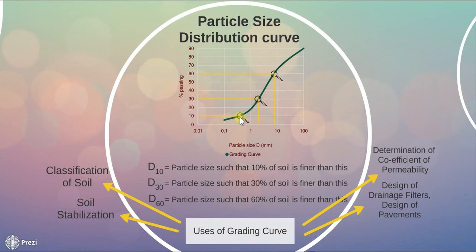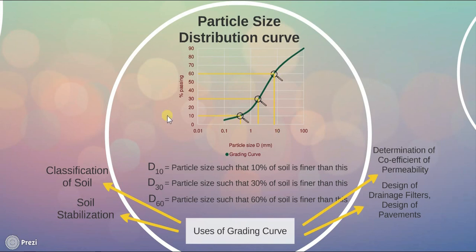These are D10, D30, D60. Now, what is D10, what is D30, and what is D60? D10 is showing particle size such that 10% of the soil is finer than this. D30 is likewise particle size such that 30% of the soil is finer than this. And D60 is likewise again particle size such that 60% of the soil is finer than this.